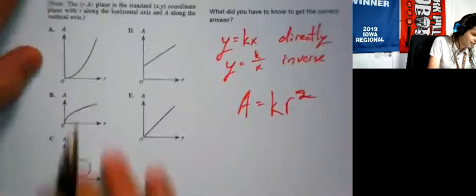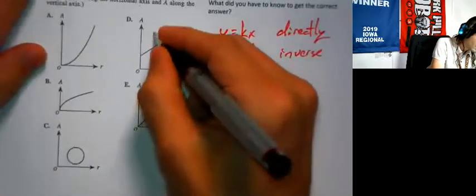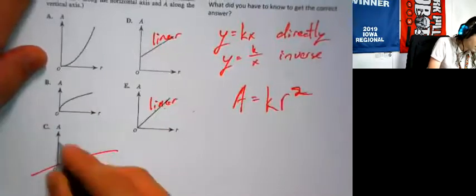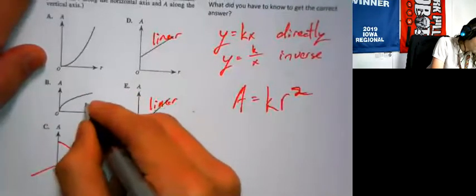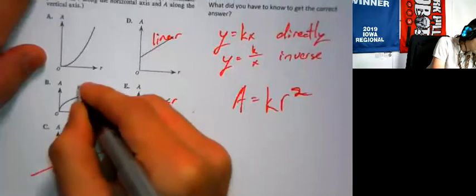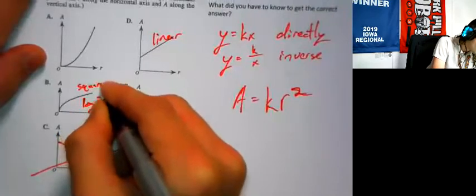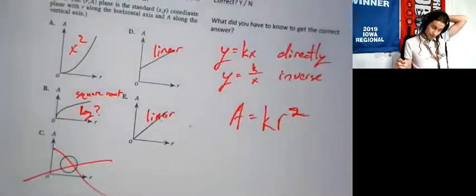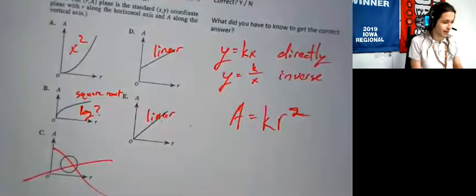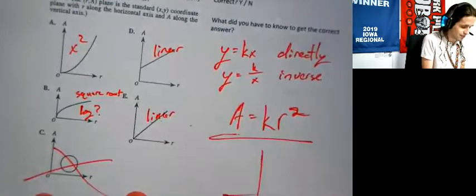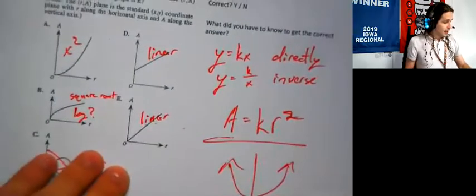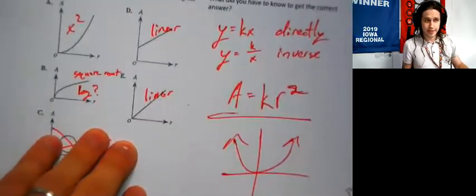So what's a squared function look like? Hopefully you know this is linear. Hopefully you know this is also linear. That's a circle. I don't know what that is. This looks kind of like a square root function or a log function. I don't know. But this right here is a quadratic function. So you need to know what quadratic functions look like. What does it look like to be squared? Well, it's going to look something like that. Cool. So you got to know what directly means. You got to know what some basic graphs look like.